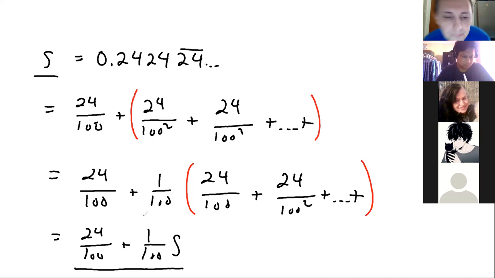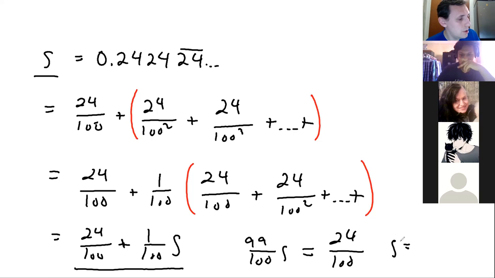And what happens now? What remains is simply 99 over 100 S equal to 24 over 100. So S equals 24 over 99. It doesn't matter if you can simplify it further. The point is that I have a fraction, clearly a fraction.